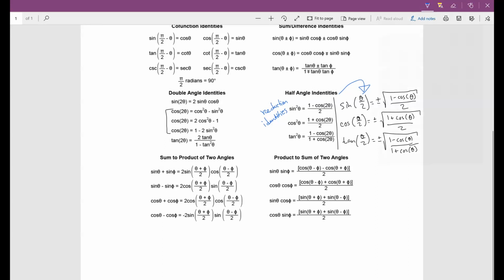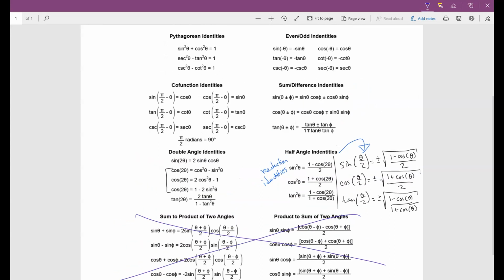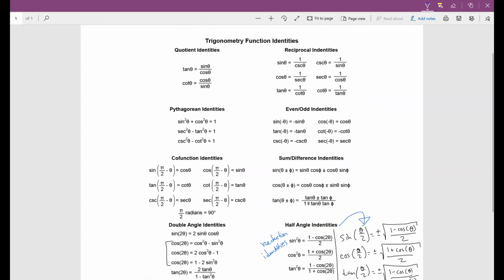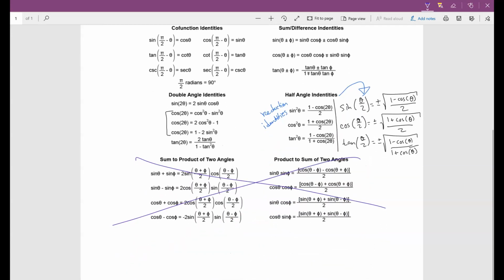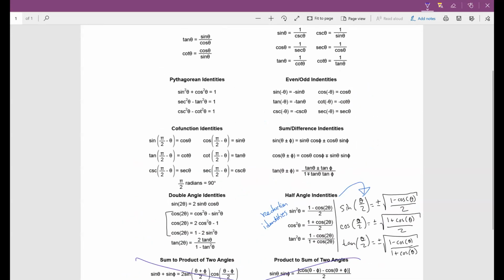Don't worry about these two. They exist, but we're not going to really talk about them. They might come up, so just keep them in mind. You can rewrite a product of two trig functions as the sum of two trig functions, and vice versa. But usually the other ones are probably the most important ones. This one's also important, but there's already a lot of identities. I want to look at the other ones instead.